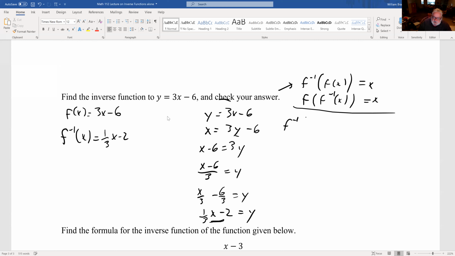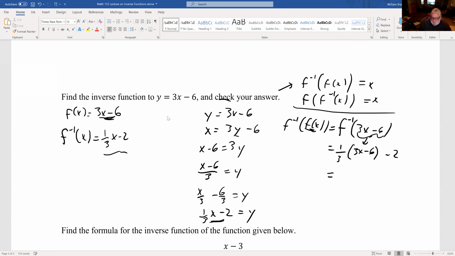F inverse of f of x is, well, f of x is given by this formula here. So it's f inverse of 3x minus 6. What do we do with that? Well, we've got a formula for f inverse. That's that. It's 1/3 of whatever it's fed minus 2. And it's being fed this whole thing, so that all goes in here. And then if you distribute the 1/3, you get x minus 1/3 times minus 6.